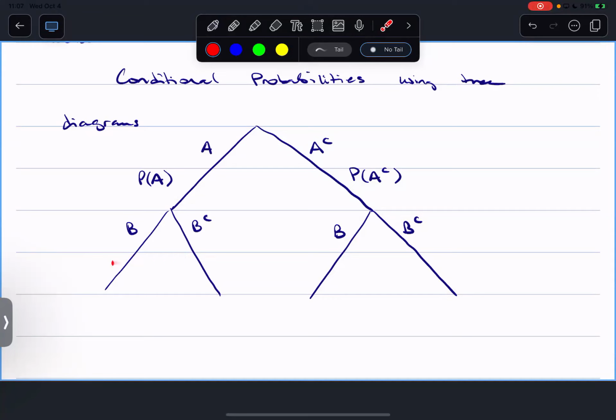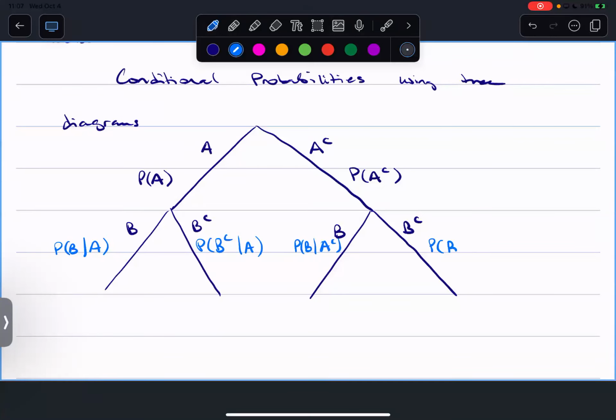But what are these probabilities? These must be conditional probabilities, conditional on A happening. And so down here, this is where it switches. The probability of B given that A happened. And then similarly, probability that B didn't happen given A happened. Probability of B given not A. The probability of not B given not A.